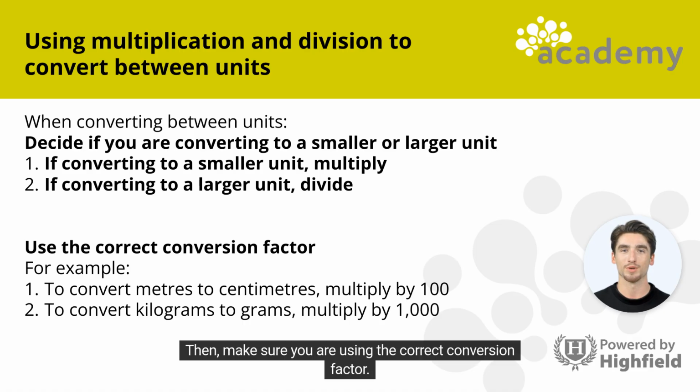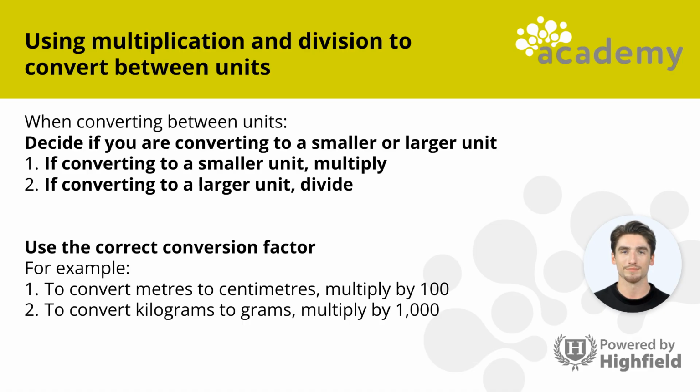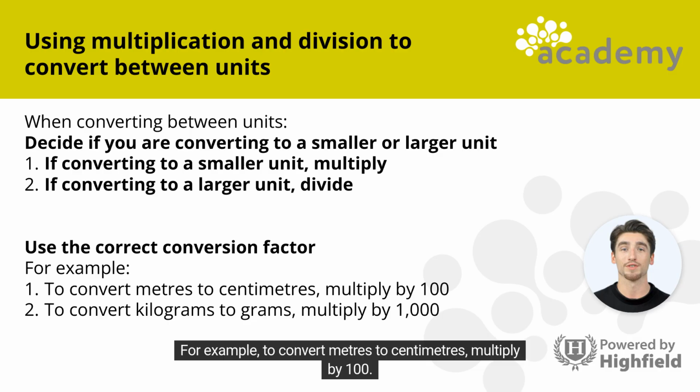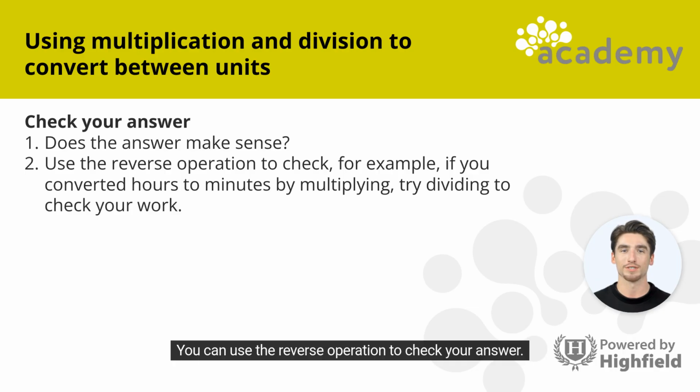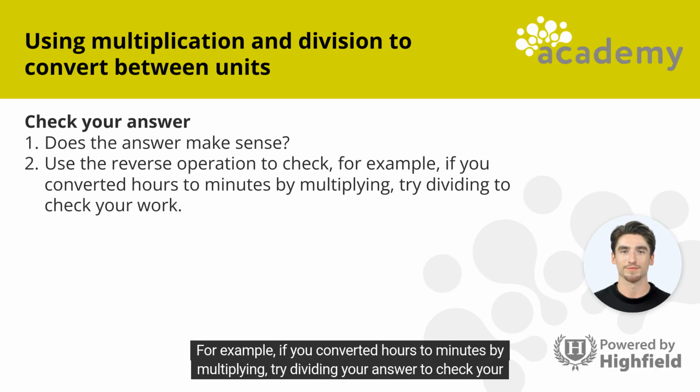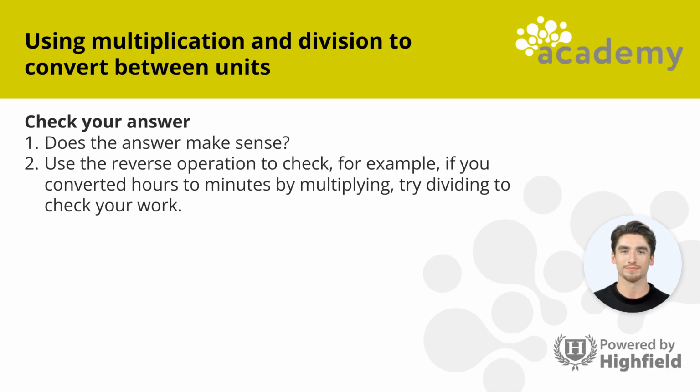Then, make sure you are using the correct conversion factor. For example, to convert meters to centimeters, multiply by 100. And to convert kilograms to grams, multiply by 1000. Finally, check your answer. Does the answer make sense? You can use the reverse operation to check your answer. For example, if you converted hours to minutes by multiplying, try dividing your answer to check your work.